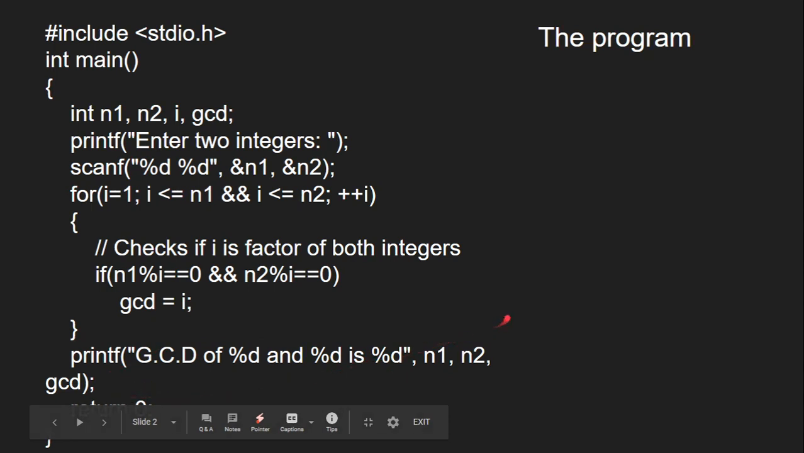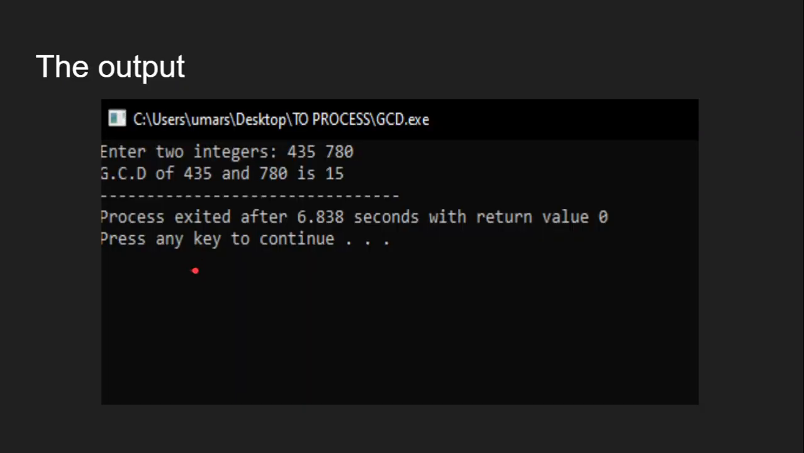That's all, it's a very simple logic. If a number divides both the numbers leaving a remainder of 0, then that number is called the greatest common divisor. I have given an example. I have just executed the program with the two integer values 435 and 780, and the answer I got is 15 as the greatest common divisor.